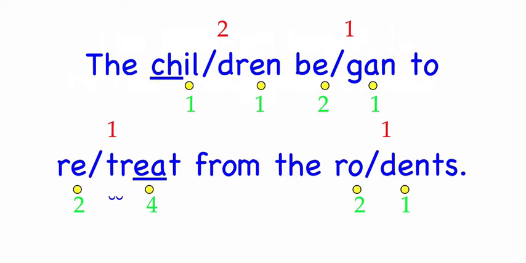I regret to inform you that the rancher will contact you. I regret to inform you that the rancher will contact you. Regret: re, 2 sounds, R, E. Gret, 4 sounds, G, R, E, T. Regret.